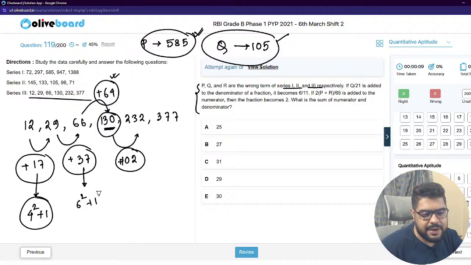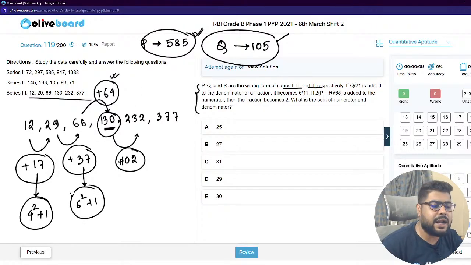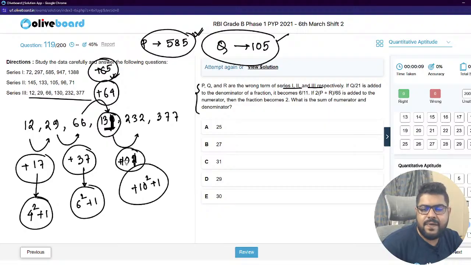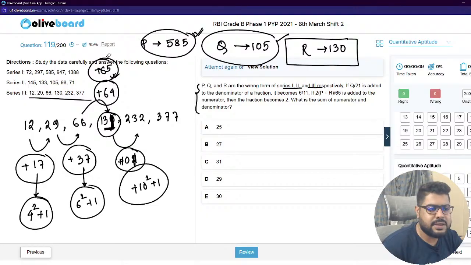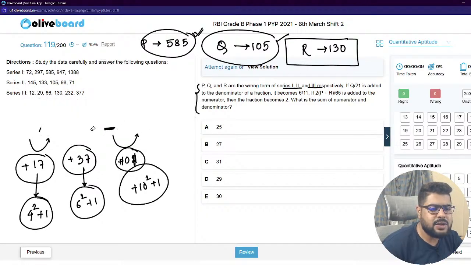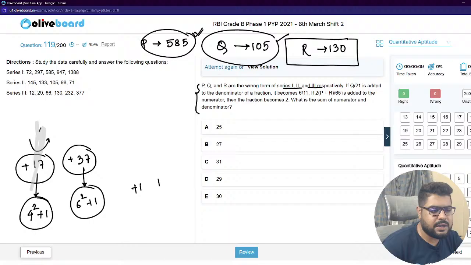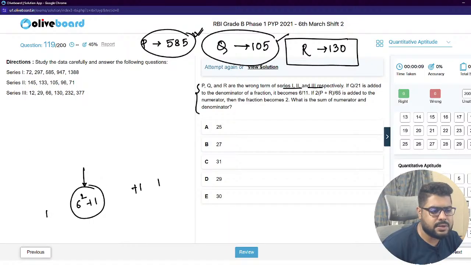Look, 6 square plus 1. So this should have been 7 square, or rather 8 square plus 1. 8 square plus 1 means this should have been 65, sir. So this should have been 131, sir. And if this is 131, you see this becomes 101, that is 10 square plus 1, and so on. So 130 is the value of R. That is the wrong term. We have figured that out. So just figure out the rest of the stuff like this.